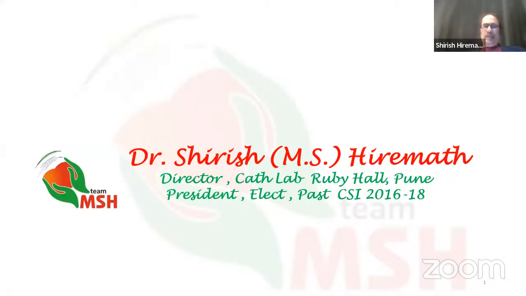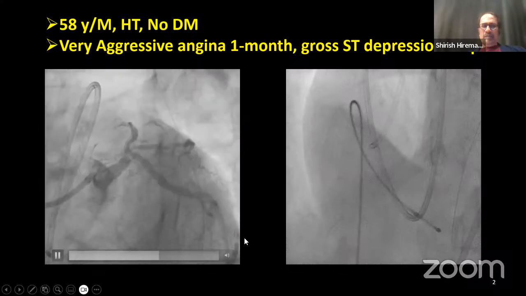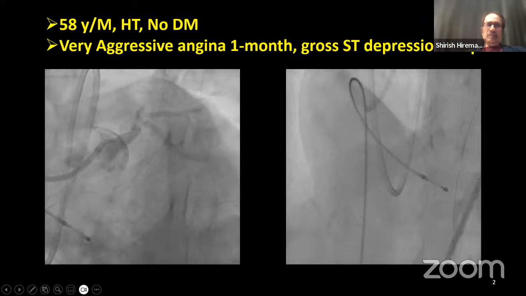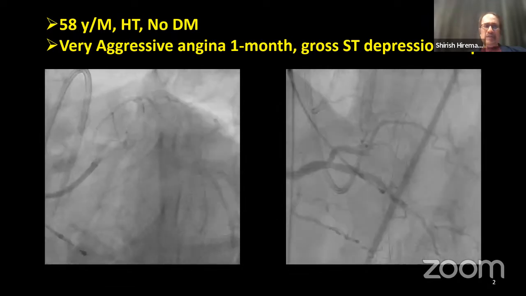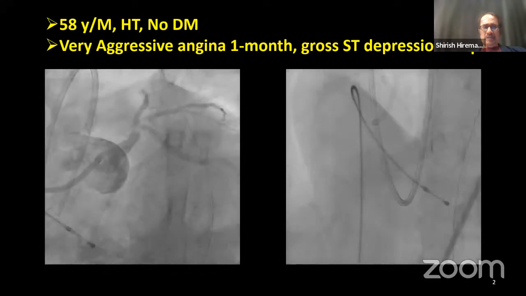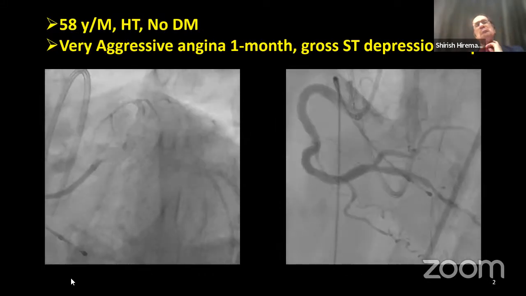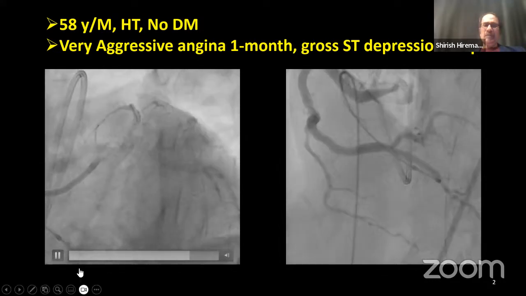All right, so we go ahead with my case. We have about 20 minutes. So this gentleman was 58 years old. He is hypertensive, but luckily no diabetes. And he has had very aggressive angina in the last month and a little more. So about 6 to 8 weeks of angina.